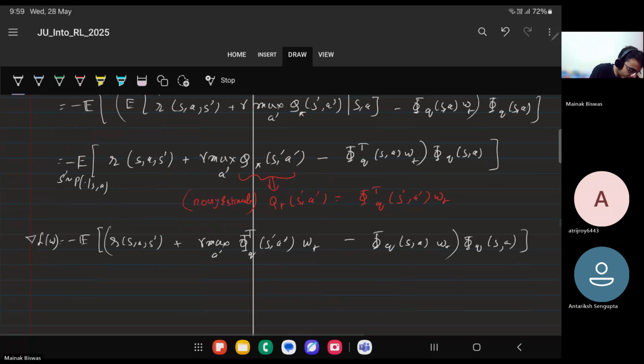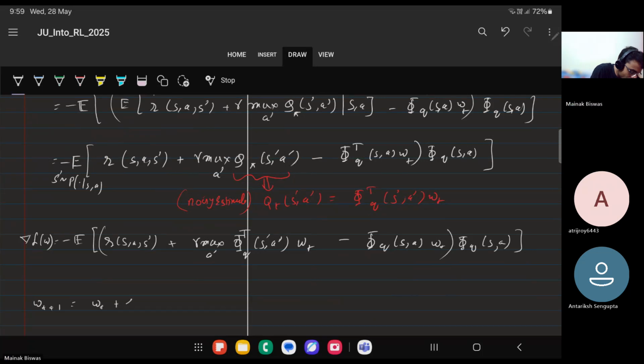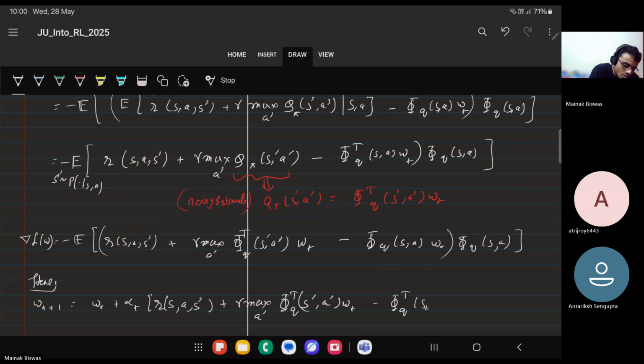W_T plus 1, the update, will be W_T plus alpha_T times the reward of S, A, S dash plus gamma times max over A dash of pi transpose Q of S dash A dash W_T, minus phi of S comma A W_T, into phi of S comma A. Is this clear?